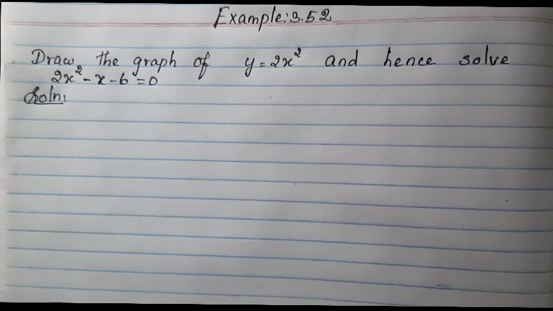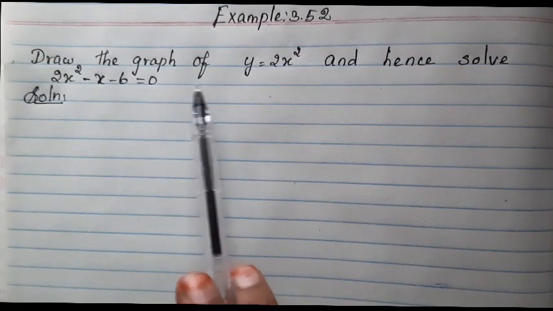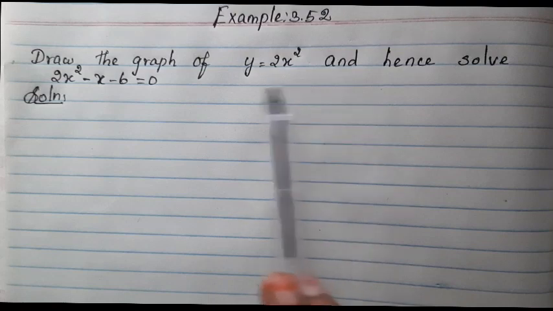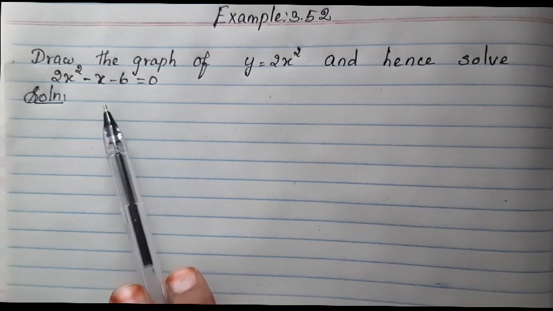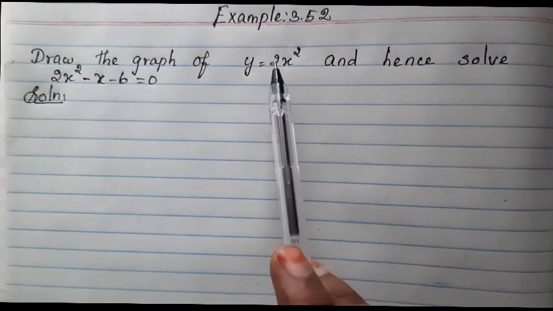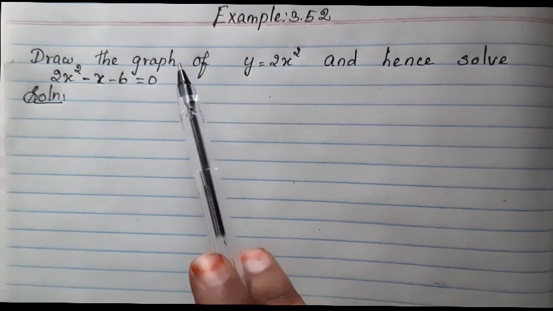Today we will learn graph. Already we have done one method; this is the second method. See example 3.52: draw the graph of y equal to 2x square and hence solve 2x square minus x minus 6 equal to 0. In the previous method we had only one equation, but here we have two equations. So the first part is the same as before.